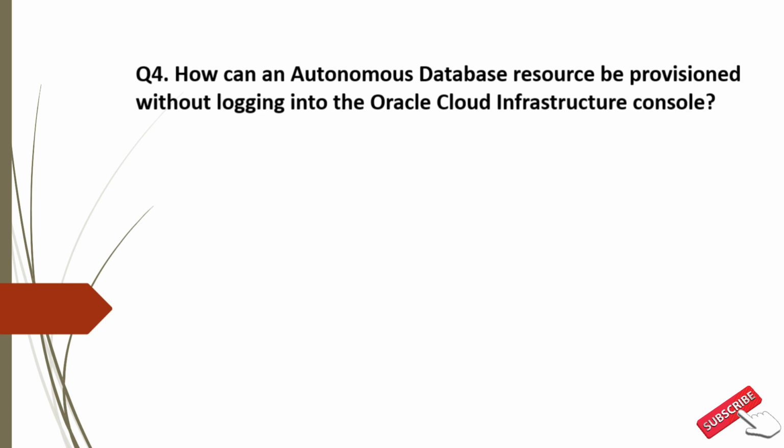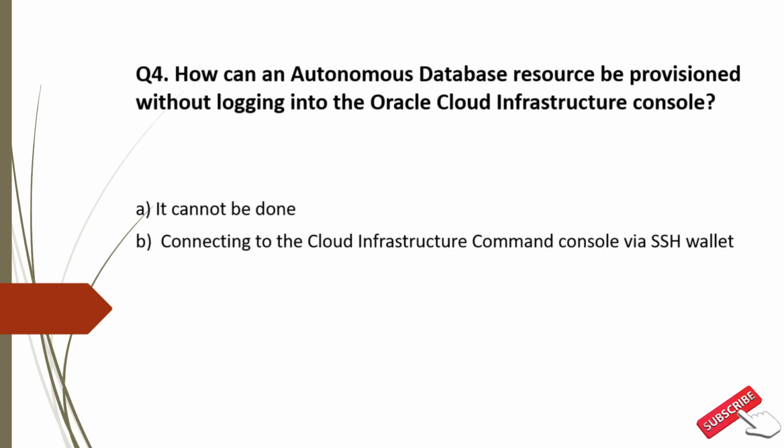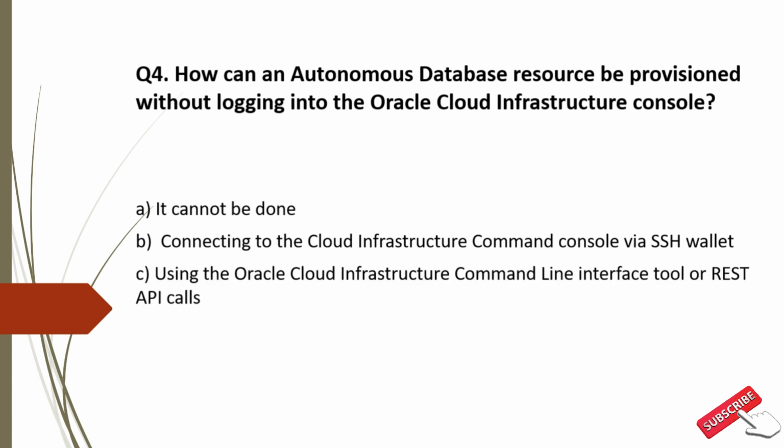Question 4. How can an autonomous database resource be provisioned without logging into the Oracle Cloud Infrastructure console? And the options are A. It cannot be done. B. Connecting to the Cloud Infrastructure Command Console via SSH wallet. C. Using the Oracle Cloud Infrastructure Command Line Interface Tool or REST API calls.